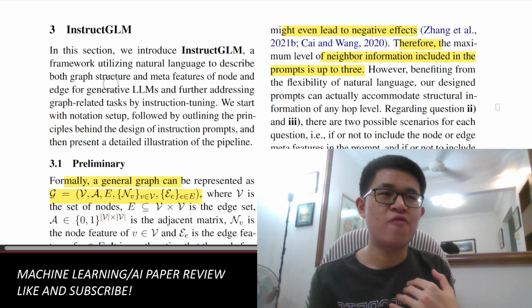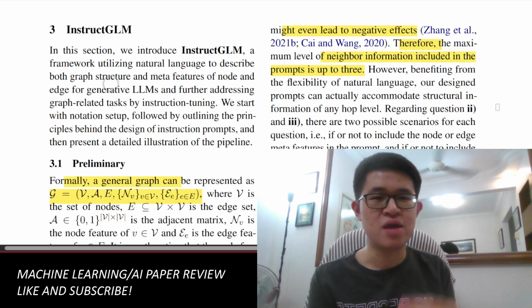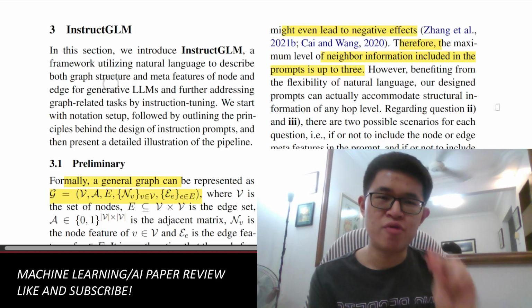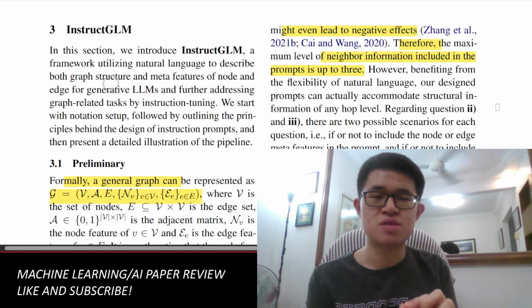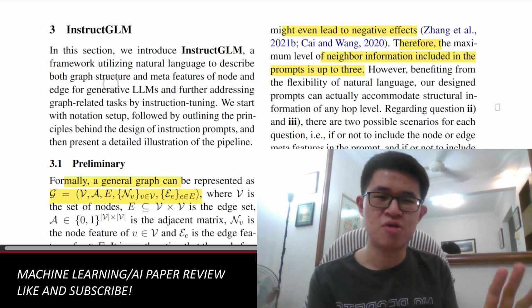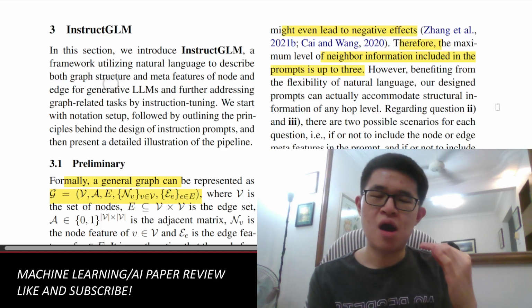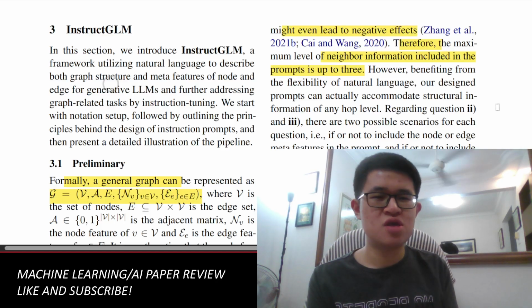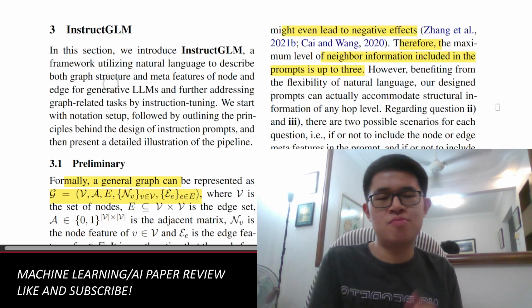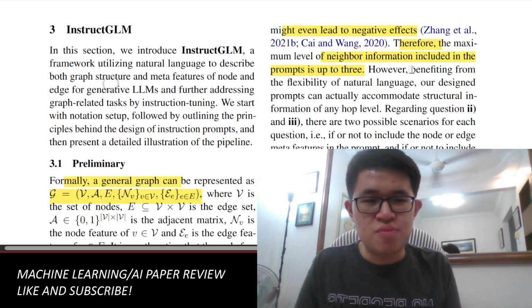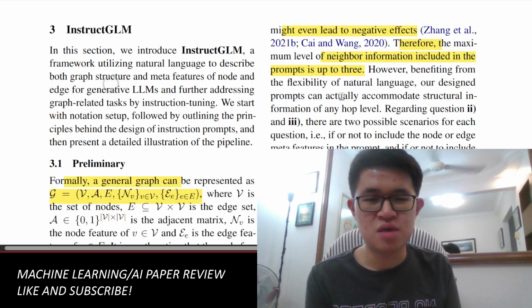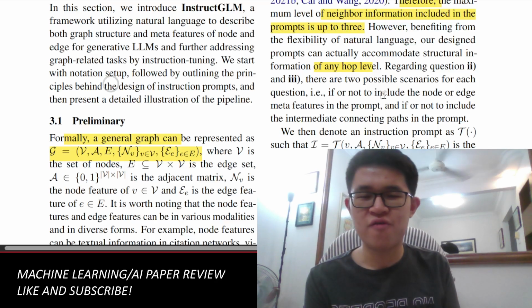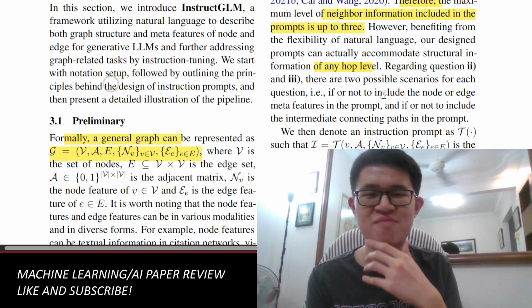In my case, I found out that if you don't include the highest number of hops in chemistry tasks, it usually is really bad. So in my case, I have to include everything. But for something like arXiv graph topology, it might not be necessary at all. Benefiting from the flexibility of natural language, our prompts can accommodate structural information of any hop level. Obviously, if you have enough GPU power, then maybe.